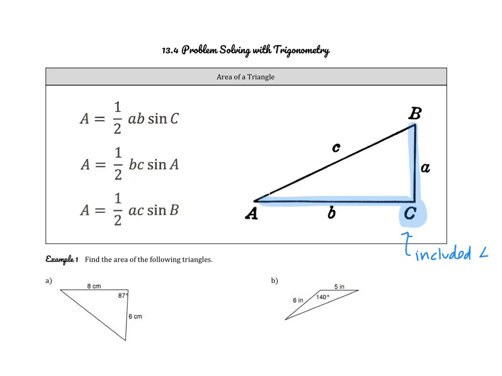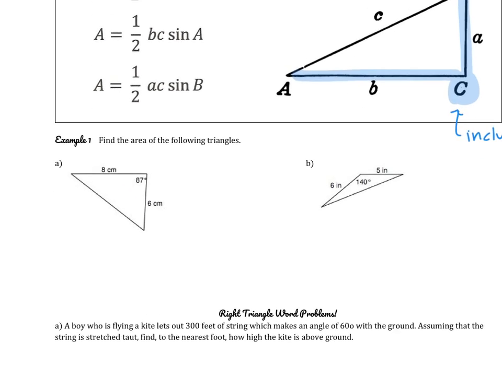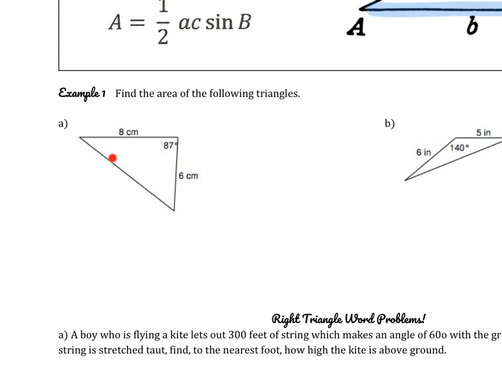So here you have B and C with sine A would also work, and then 1/2 A and C with sine B. So again, all you need are two side lengths and the included angle, and you can use this formula to find the area of a triangle. So let's look at this first example.